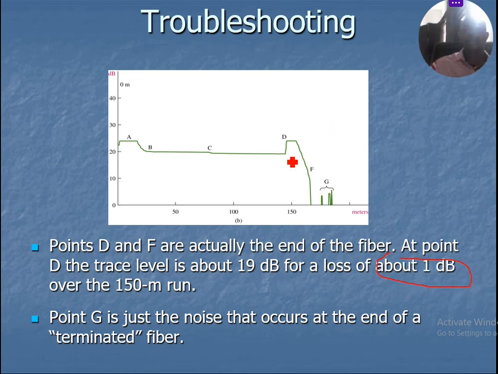So at point D, you imagine you had 20 at B. We start measurement at B. 20 at B is the power being transmitted, a 20 decibel power signal. But up to point D, you only had 1 decibel lost.